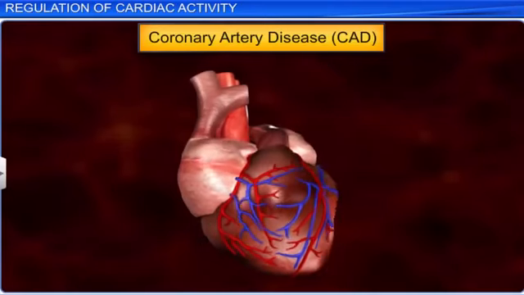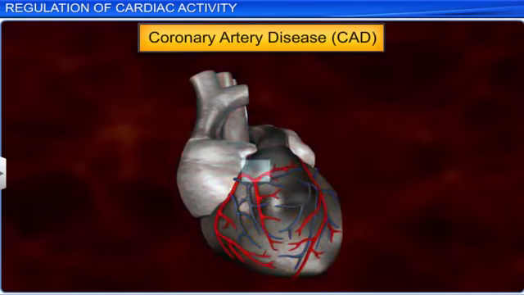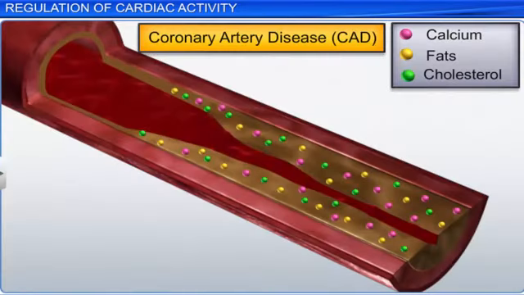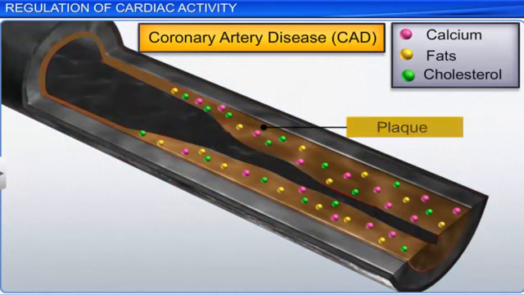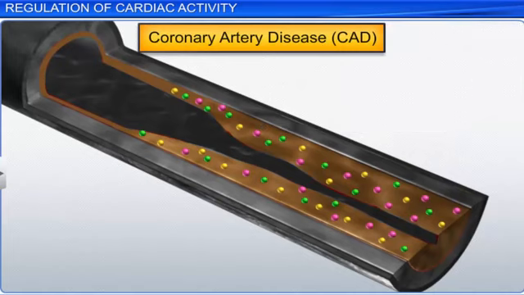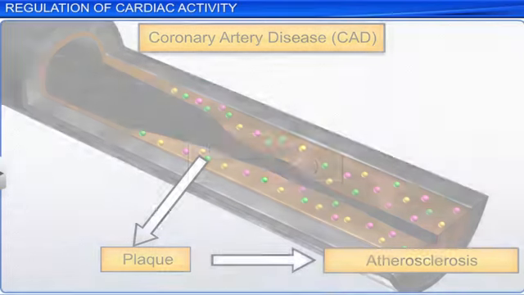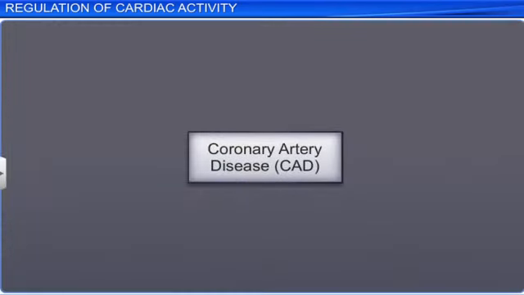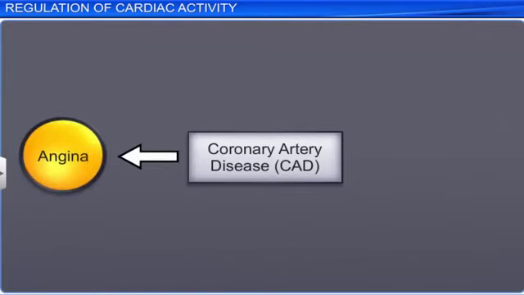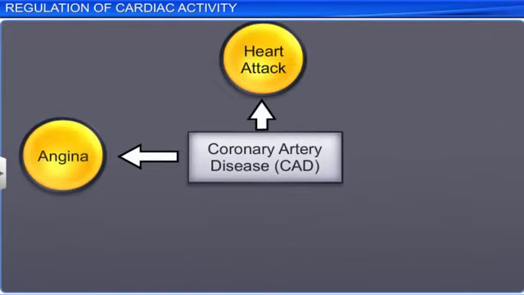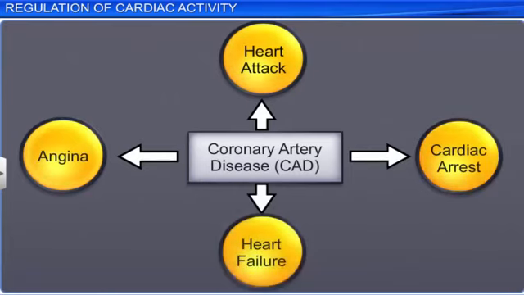Coronary artery disease, or CAD, affects the coronary circulation of the heart. Calcium, fats and cholesterol together accumulate and form plaque in the coronary artery and reduce or obstruct the blood supply to the heart. This accumulation of plaque is called atherosclerosis. Some of the symptoms of CAD include angina, heart attack, cardiac arrest or heart failure.